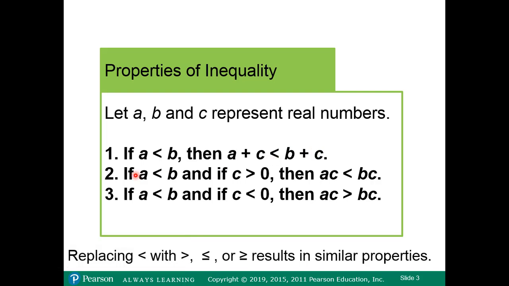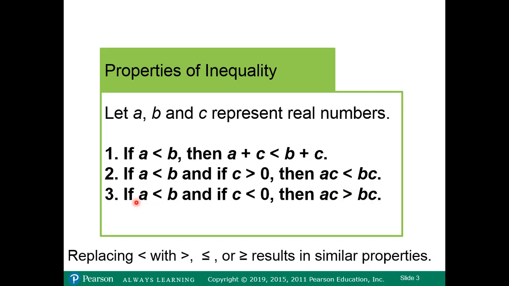2, if A is less than B and if C is greater than 0, then multiplying both sides by C will not change the inequality. So A times C will still be less than B times C. If A is less than B and C is negative, so C is less than 0, then the sign will flip. So A times C will be greater than B times C.